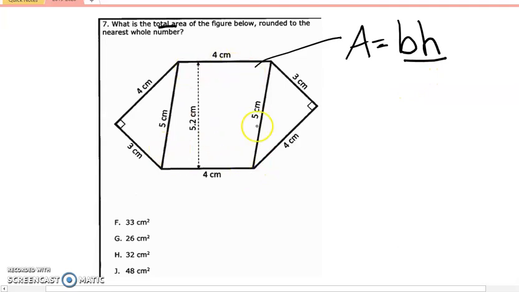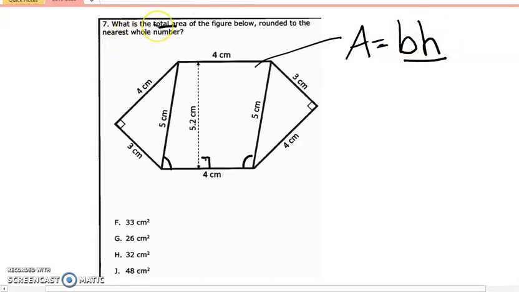If I look at my parallelogram here, this angle here doesn't look like a right angle. That looks like an obtuse angle. If I look at this angle here, that's not a right angle either. It looks like an acute angle. But if I look at this imaginary line coming down, that looks like it's straight. That's a right angle. That's what I'm going to use for my base and height for the parallelogram.